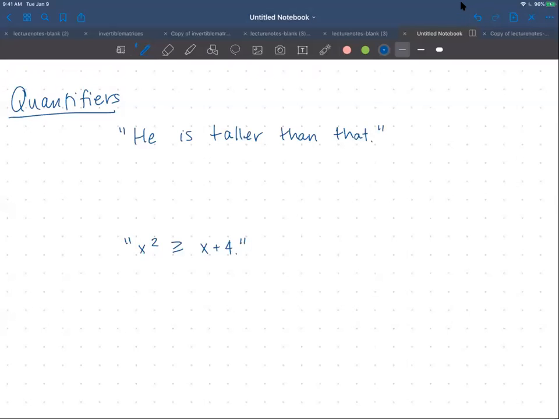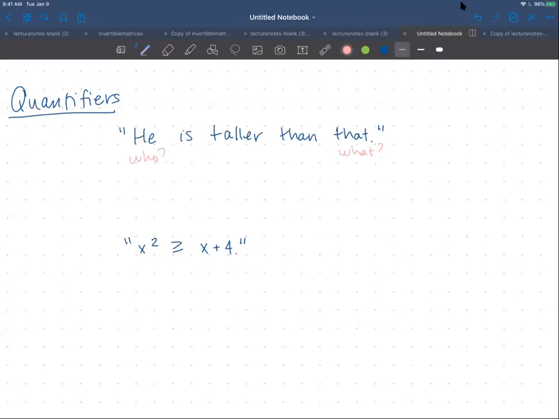All right, we're ready to get into the wonderful world of quantifiers. So I've written some sentences here. The first one is, he is taller than that. And I'd like this to be a statement, but we know that a statement needs to have a truth value. And I don't know who he is, and I don't know what that is. So I don't know what the sentence is referring to, so I can't call it a statement yet.